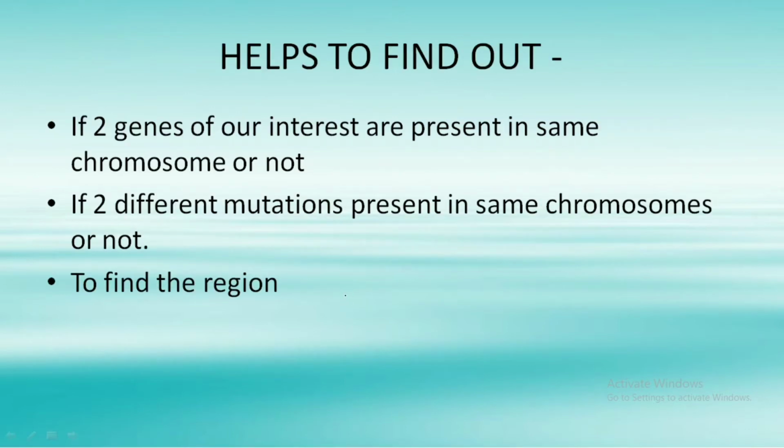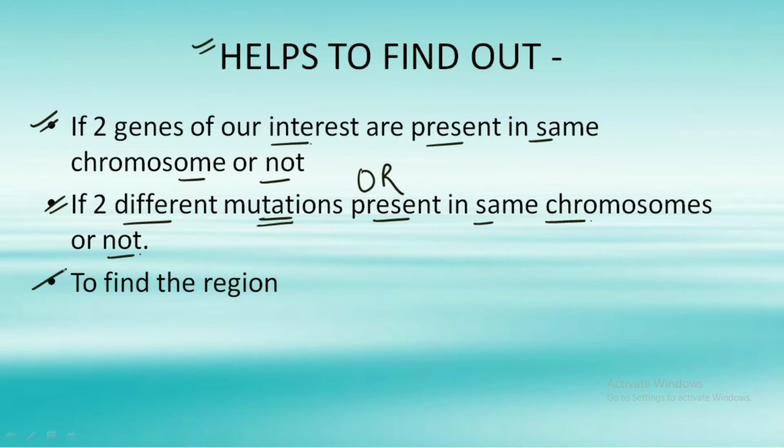This type of test helps us find out whether the two genes that we are taking into consideration are present on the same chromosome or not, or whether the two different mutations are present on the same chromosome or not, and it also helps us find the region of the alleles where they are actually present. So let's try to understand this with the help of a cross.